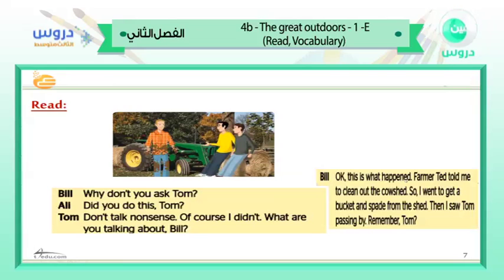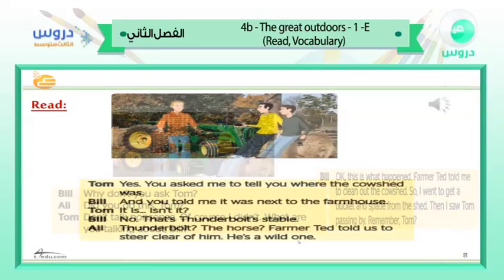Okay, this is what happened. Farmer Ted told me to clean out the cowshed. So I went to get a bucket and a spade from the shed. Then I saw Tom passing by. Remember Tom? Okay, so now he's telling him, why is he blaming him?